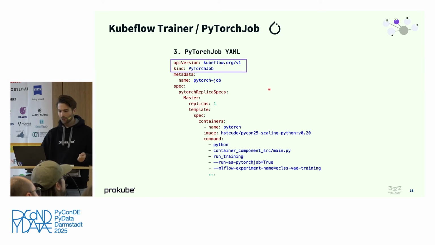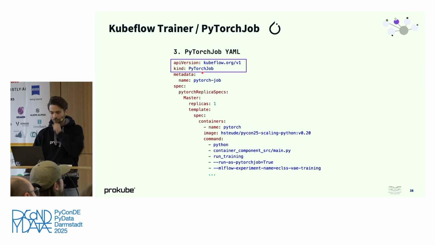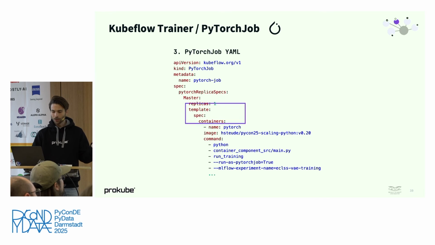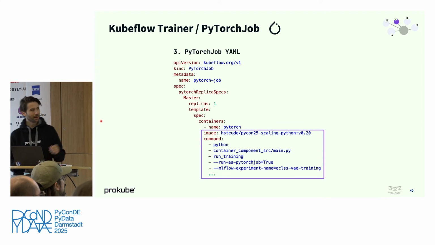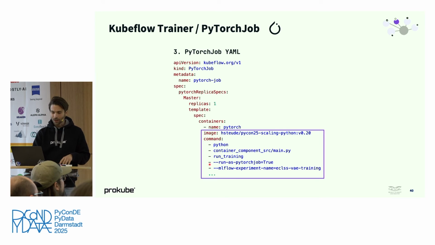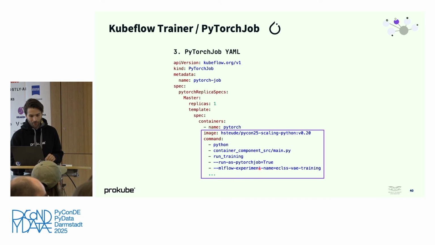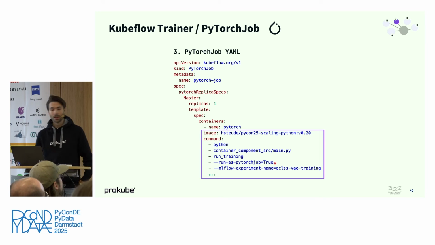It looks similar, but this time it's not, sorry, it's not an experiment, but a PyTorch job. And we have to specify the master node. We just need one of those. And again, we just run the image and the command we already know. It's the image we built, and the command looks very similar, only now we specify all the values, and nobody is managing our values here. And importantly, we say run as PyTorch job equals true.